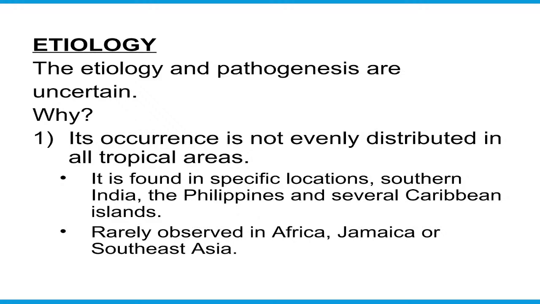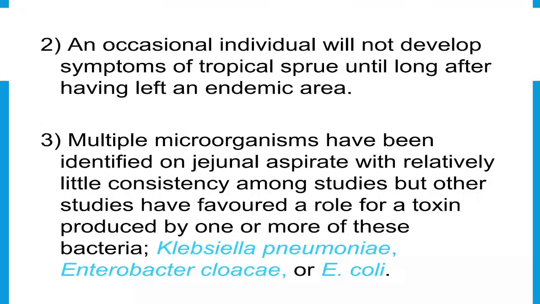It is found in specific locations such as southern India, Philippines, several Caribbean islands, rarely observed in Africa, Jamaica, and Southeast Asia. Okay, so it is interspersed in between the countries. Even in India, you will not find tropical sprue in the whole of the Indian population. It is considered to be a disease of the South Indian population only.